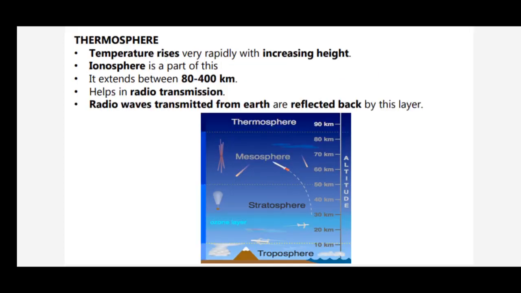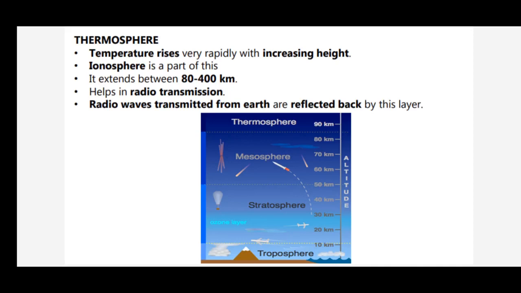Yes, next comes the thermosphere. In the thermosphere, temperature rises very rapidly with increasing height, children. The ionosphere is a part of this layer. Children, do you know the meaning of ionosphere? This thermosphere contains a layer called the ionosphere, which has charged particles of ions present in it. That's why it is also called the ionosphere. It extends from 80 to 400 kilometers.